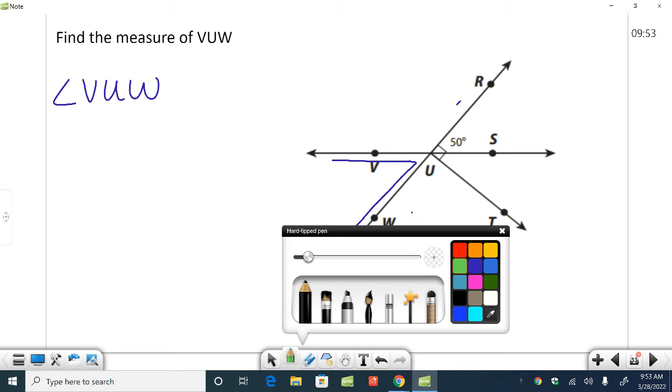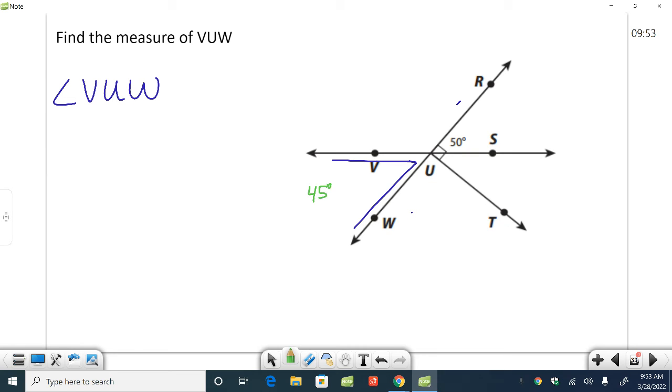Okay, what do you think, Alexa? I think it's 50 because WUT isn't a right angle. WUT is a right angle, okay? But look at this picture. This line right here and this line cross to make this. So they're vertical angles. So if this one is 50 degrees, this one has to be 50 degrees. Okay, these two angles are the same.